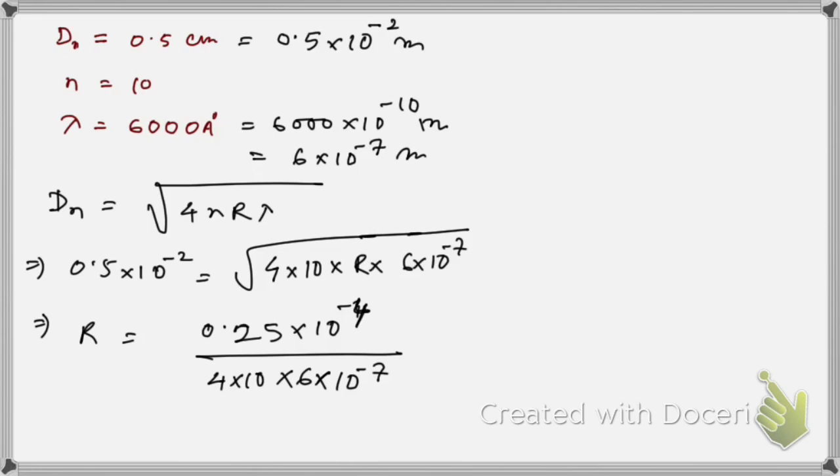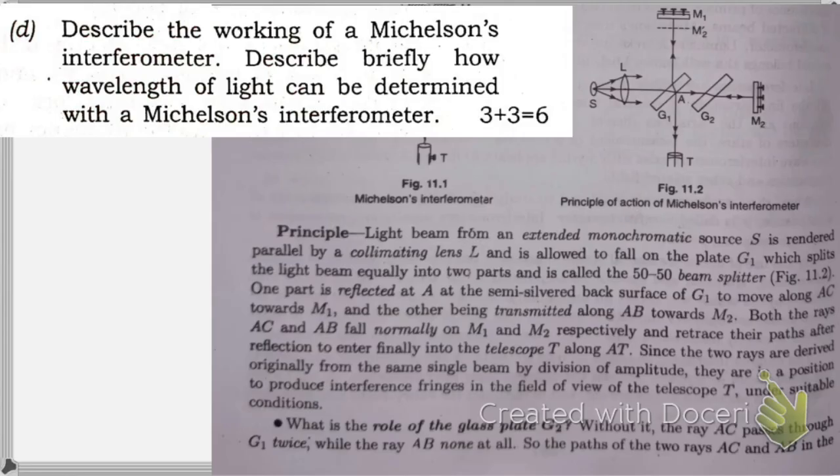And if you calculate this result, then what you will get after calculations is the radius of curvature, approximately 1.046. So this is the radius of curvature. Now let's move on to the next question.